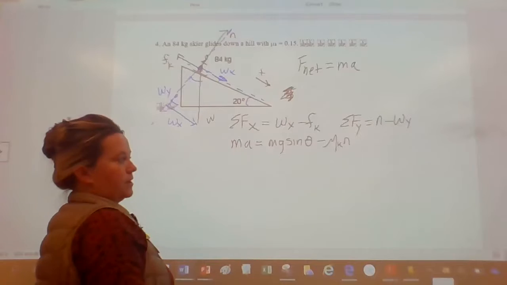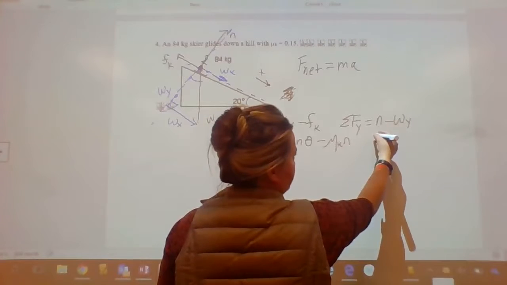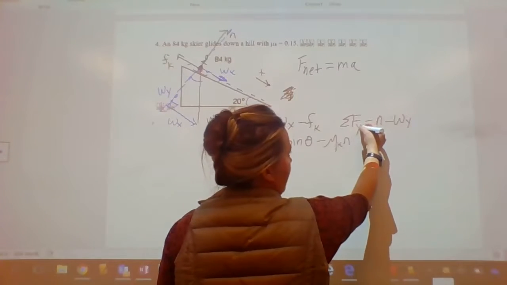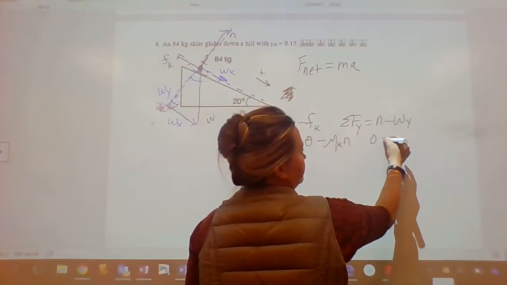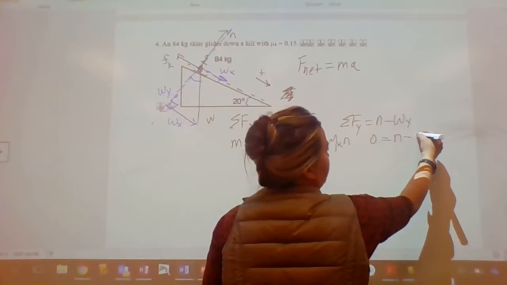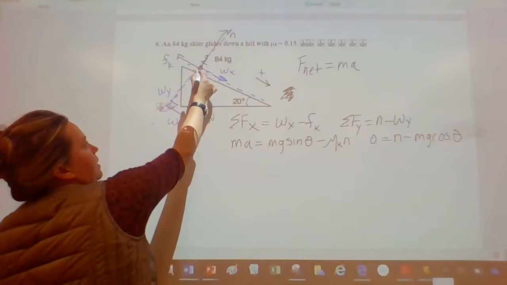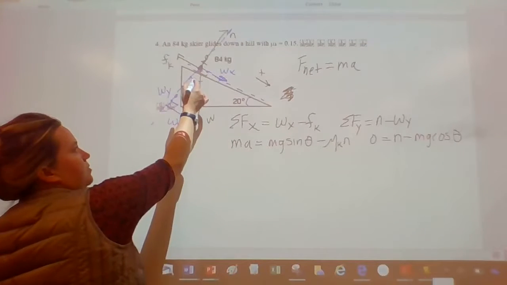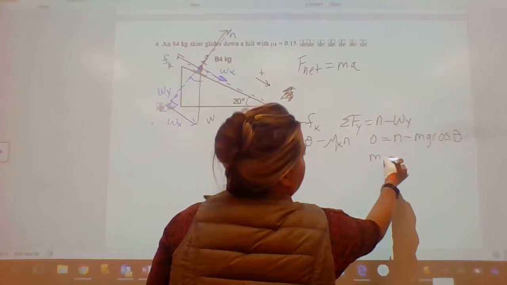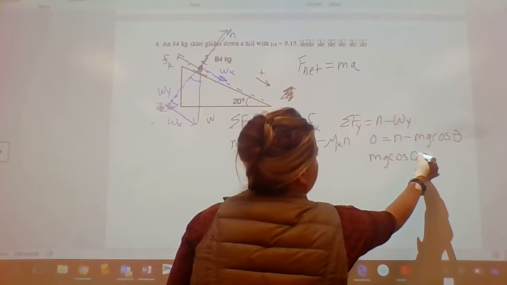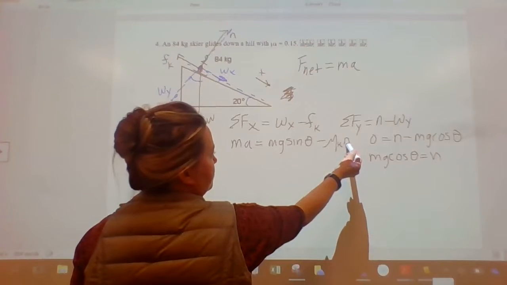Normal is not a fundamental term, but I can get it into a more proper term. In the y-plane, we're not moving up or down. So normal is equal to mg cosine theta, right? The y is on the adjacent side of my angle, so that is cosine theta. I can solve this out. mg cosine theta is equal to normal. That allows me to take this and plug it into here.